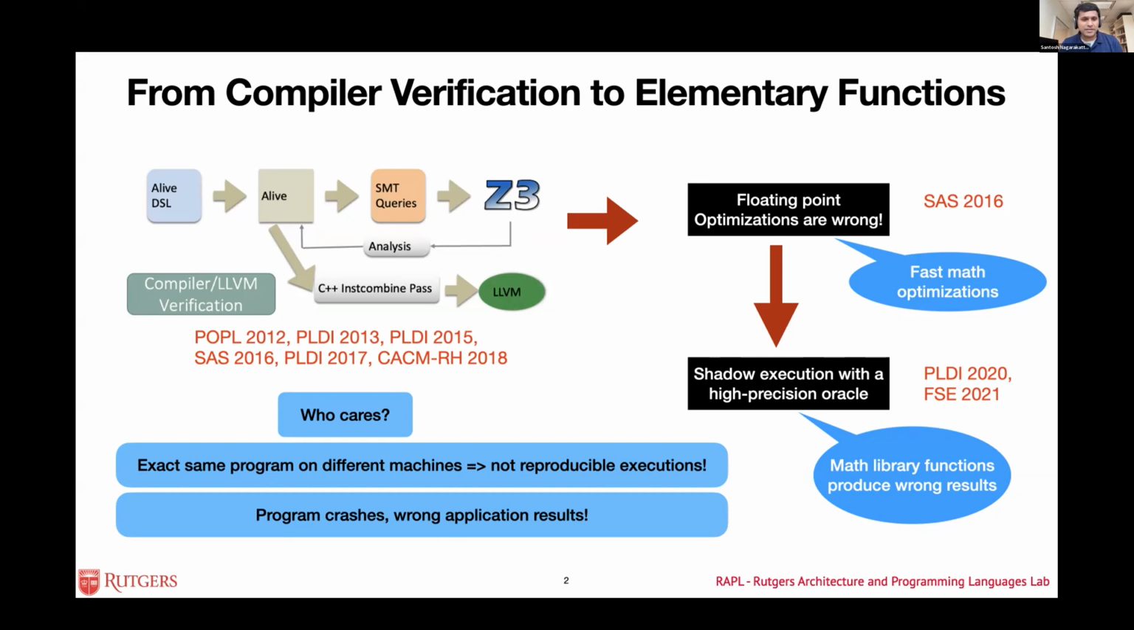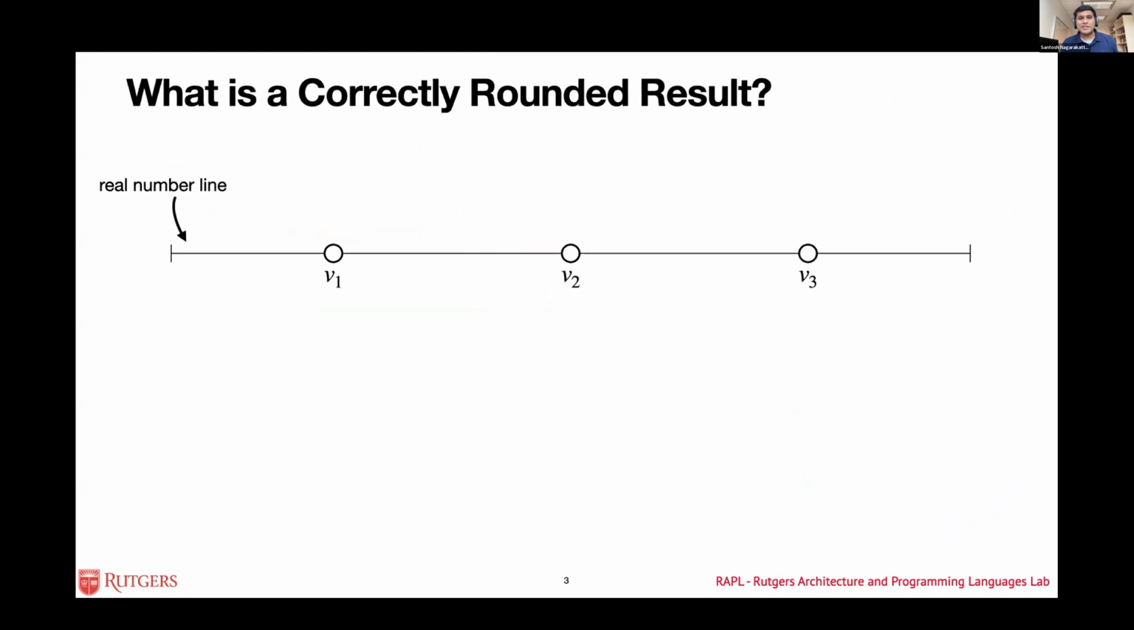What is a correctly rounded result? So you have a real number line. There are infinitely many real numbers, and any finite precision representation can only represent a few points here. V1, V2, V3 are values that are representable in a floating point representation.